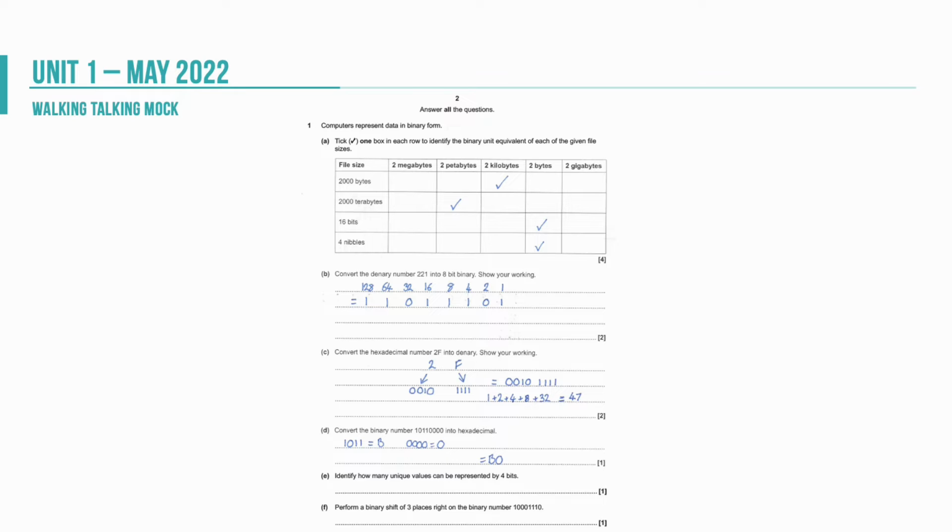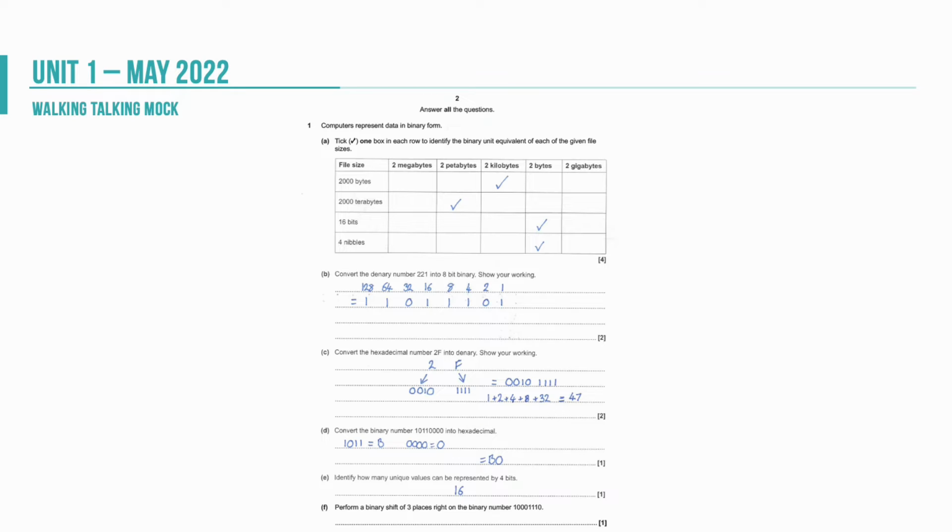Identify how many unique values can be represented by 4 bits. Well, it's 16. We can go from 0 to 15, so I've got 16 different values that can be represented. I'm afraid that's one of those questions where you're just going to know the answer or not.